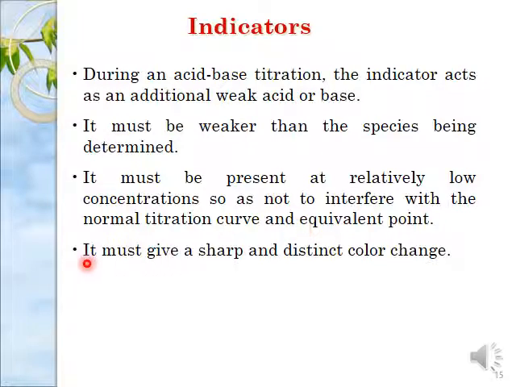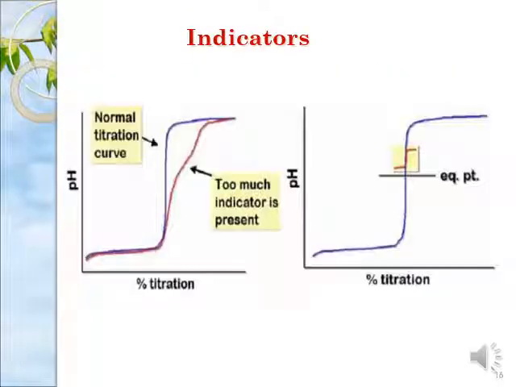Another property of indicators is that they must give a sharp and distinct color change. Distinct color change means it's permanent. If you swirl the analyte in the Erlenmeyer flask and you don't get a permanent color change, then you still have to add more titrant. This is what happens when you put too much indicator. When you plot, you get this wavy inflection point. You should get a straight, nice inflection point, but when you put too much indicator, you get this kind of curve here.